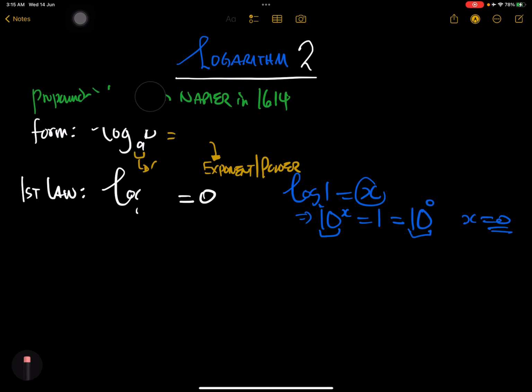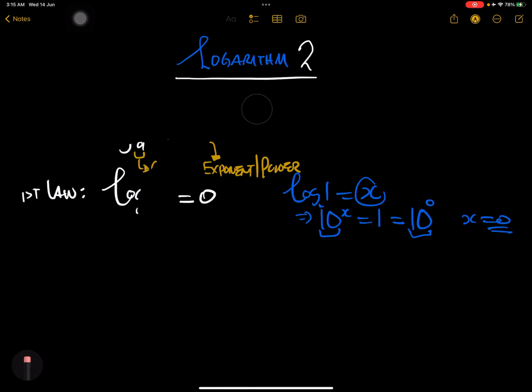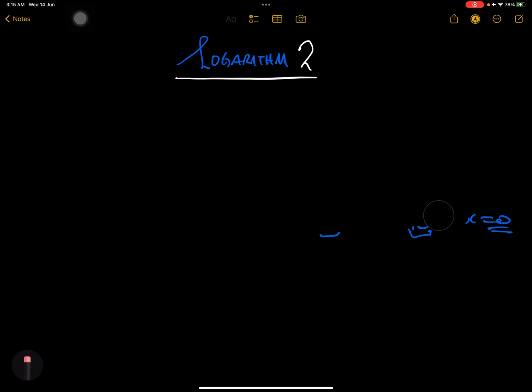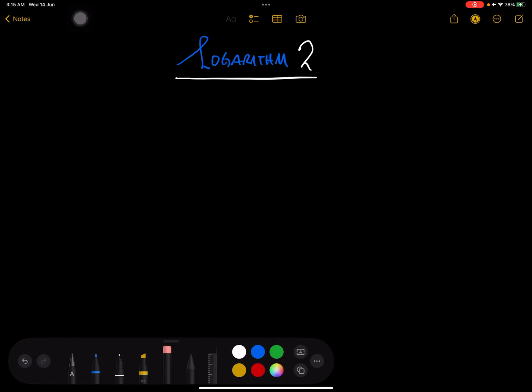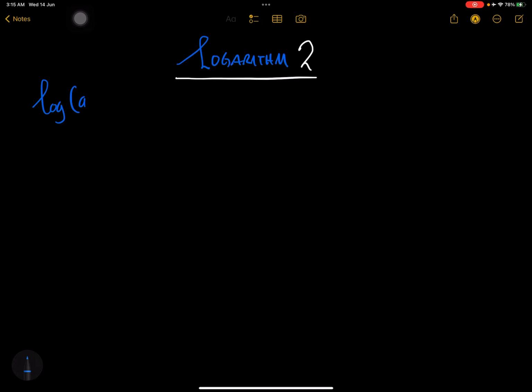Now let's look at the second law. The second law says that if you have log of AB, it is the same as log A plus log B. Log A plus log B.